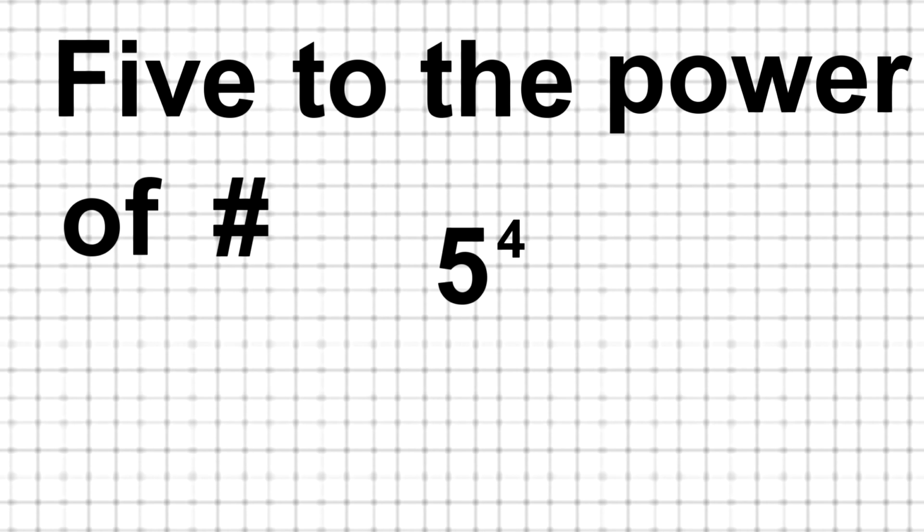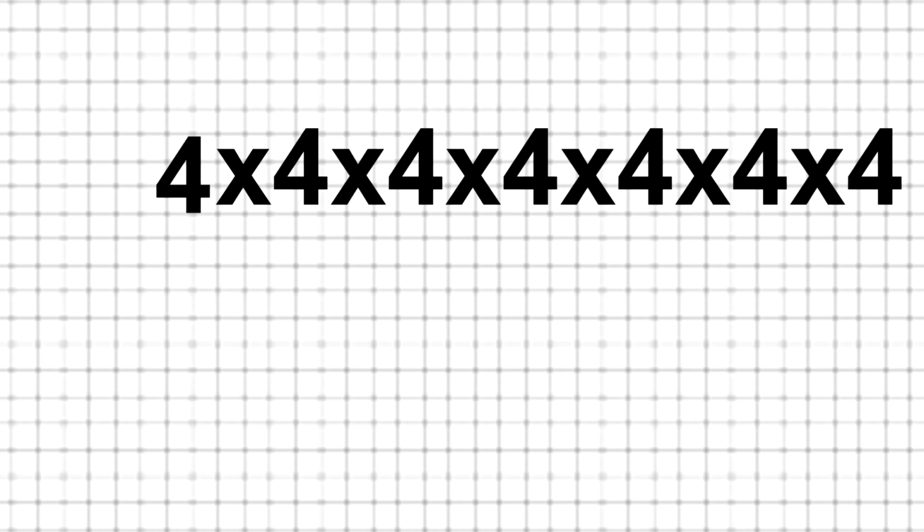Exponents also have names. When you write an exponent, like 5 to the power of 4, you say "to the power of." Since the top number, which is smaller, is called the power, you say 5 to the power of whatever the number is. So for example, if you have 4 to the power of 7, you'd have to do 4 times 4 times 4 times 4 times 4 times 4 times 4. That is a lot of numbers, right?